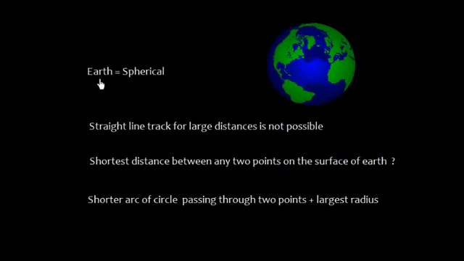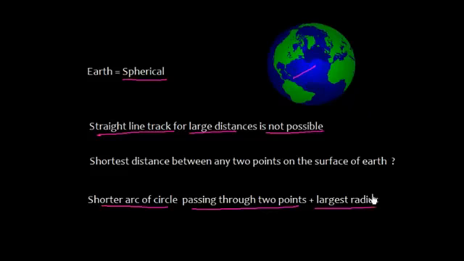Now let us consider the case of Earth. Earth can be considered as a spherical shape. Actually, it's an oblate spheroid. And if it is spherical, then a straight line track for large distance is not possible. What we have is the shortest distance between any 2 points on the surface of Earth. So we need to have a shorter arc of a circle which passes through the 2 points, and of course this circle is having the largest radius.